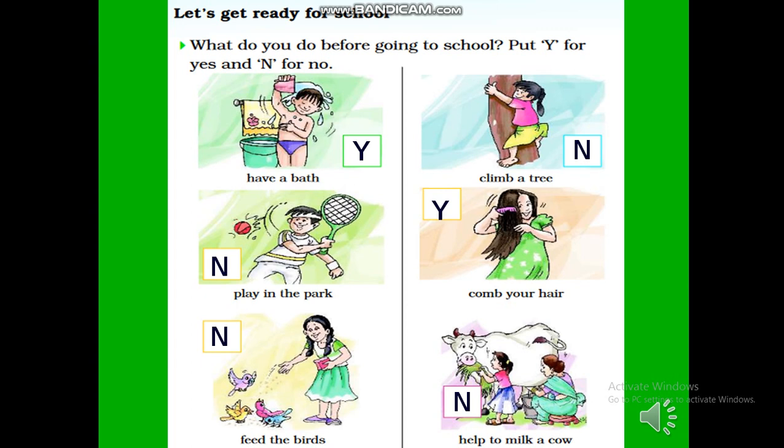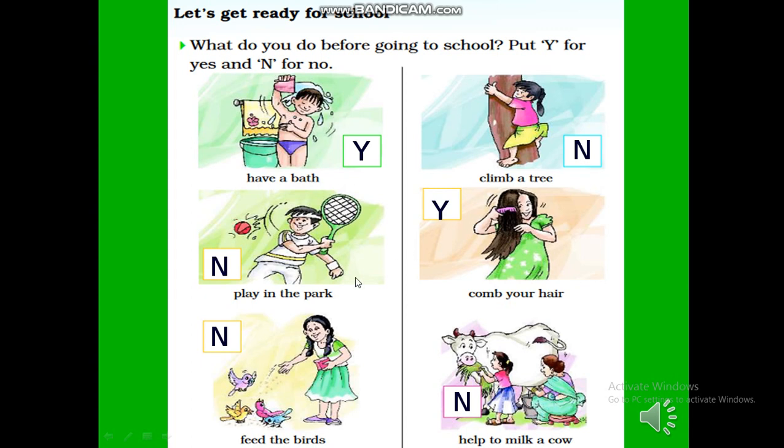Climb a tree. We don't climb a tree before going to school. So you will have to put N in the box. N means no. Coming to the third picture, play in the park. You don't go and play in a park before going to school. Therefore, you mark it as N. Of course, comb your hair. Definitely you will have to comb your hair before going to school. Therefore, you mark Y in the box.